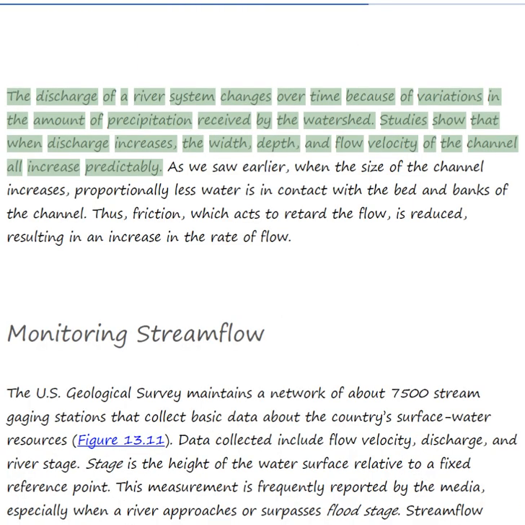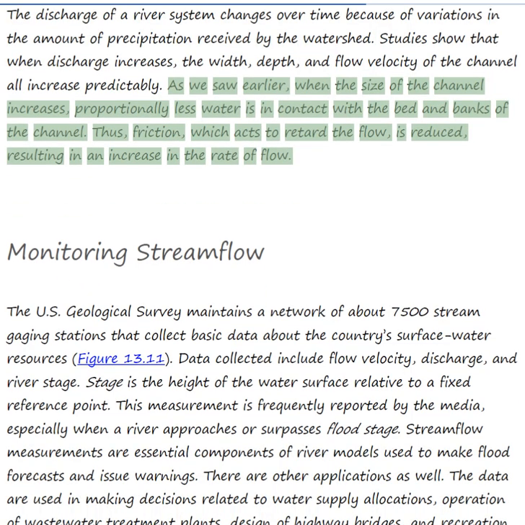The discharge of a river system changes over time because of variations in the amount of precipitation received by the watershed. Studies show that when discharge increases, the width, depth, and flow velocity of the channel all increase predictably. As we saw earlier, when the size of the channel increases, proportionally less water is in contact with the bed and banks of the channel. Thus, friction, which acts to retard the flow, is reduced, resulting in an increase in the rate of flow.